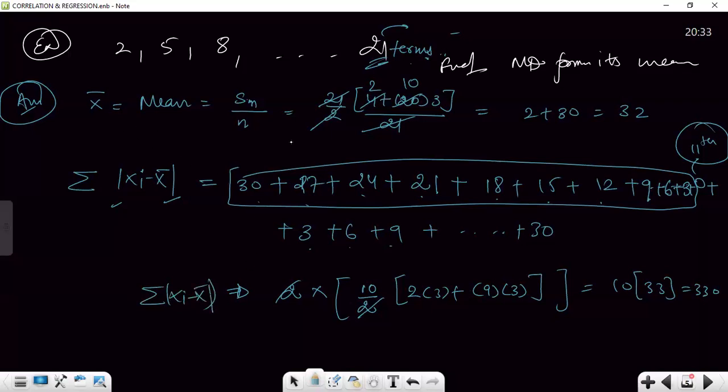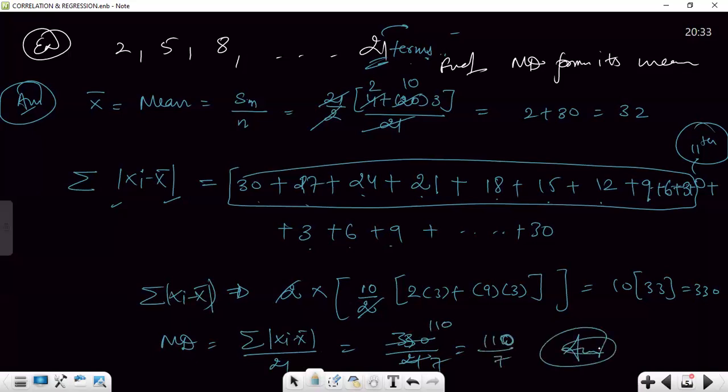And how many terms are these? 21 terms. So mean deviation will become sigma xi minus x bar divided by 21. So 330 divided by 21. This comes out as, cancels by 3, 110 by 7. That's the answer.